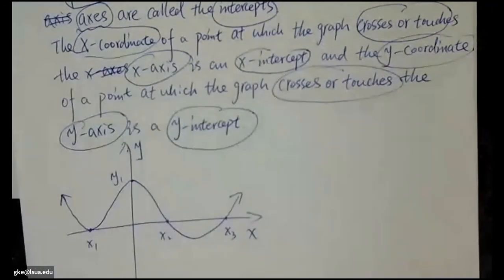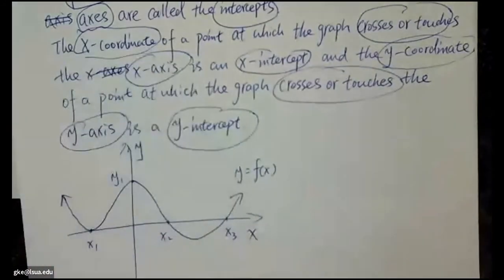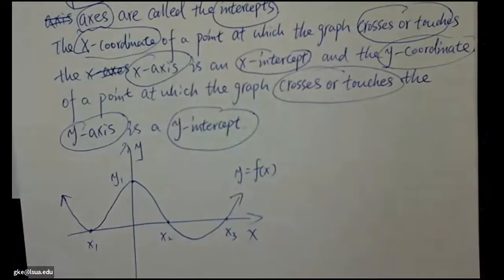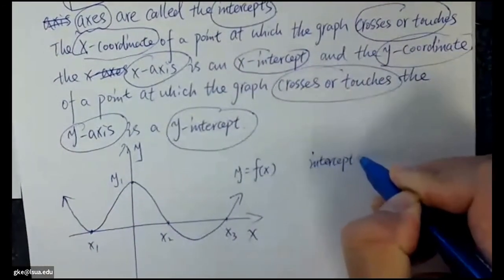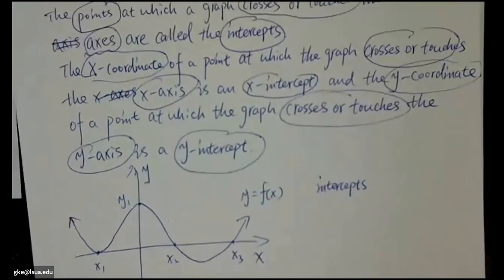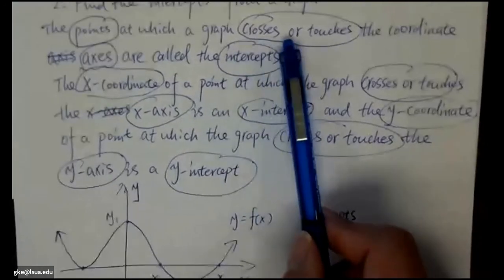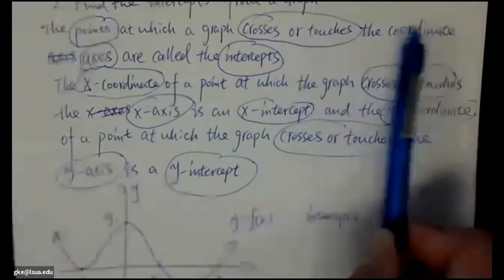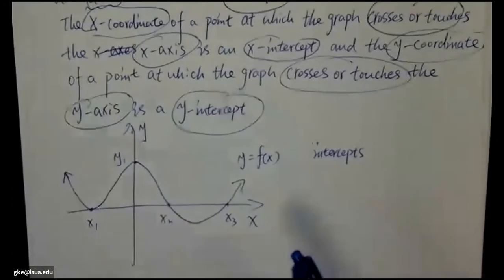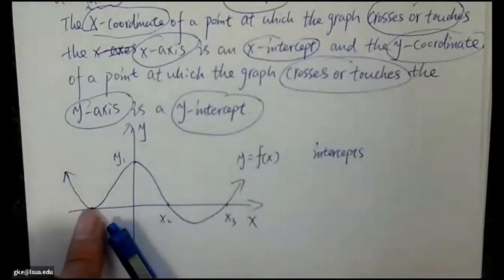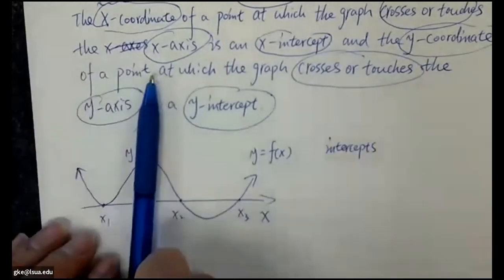Okay, so if I give you a curve that is a function y equals f(x), looks like that. Now, how to find the intercepts? How to find the intercept? Based on the definition, the graph crosses or touches the coordinate axis, right? So the graph for this curve touches the x-axis and the y-axis, right?